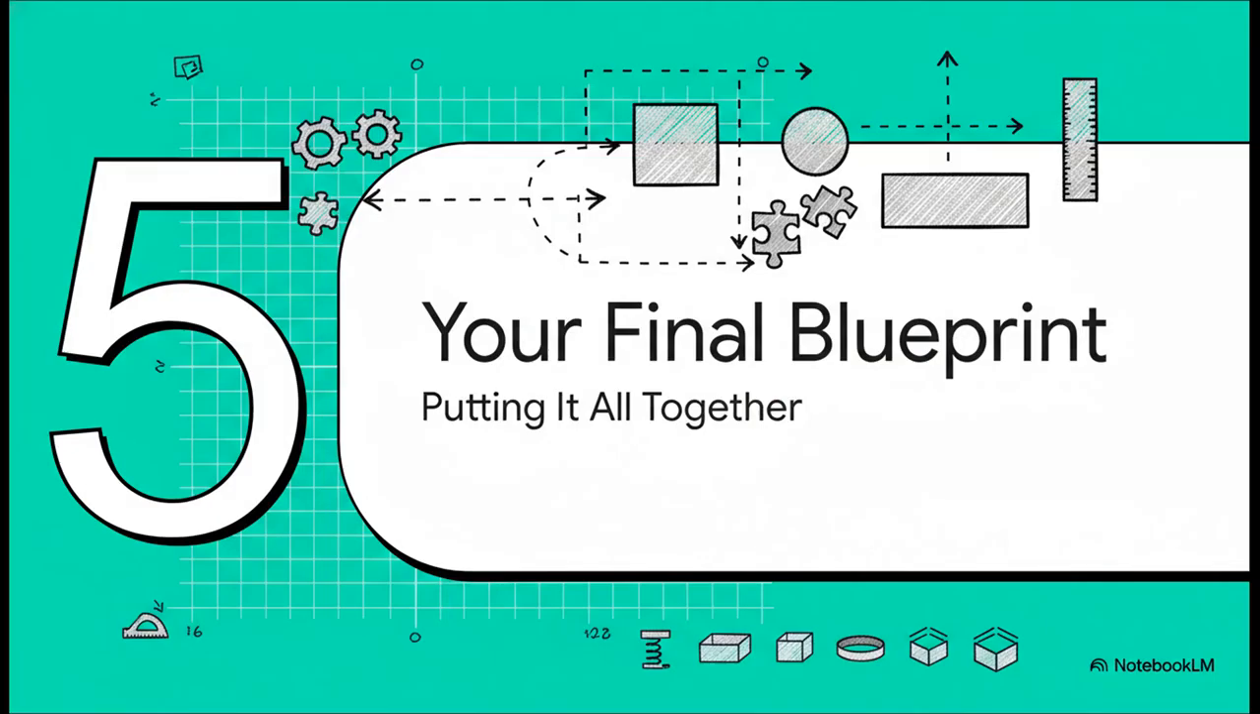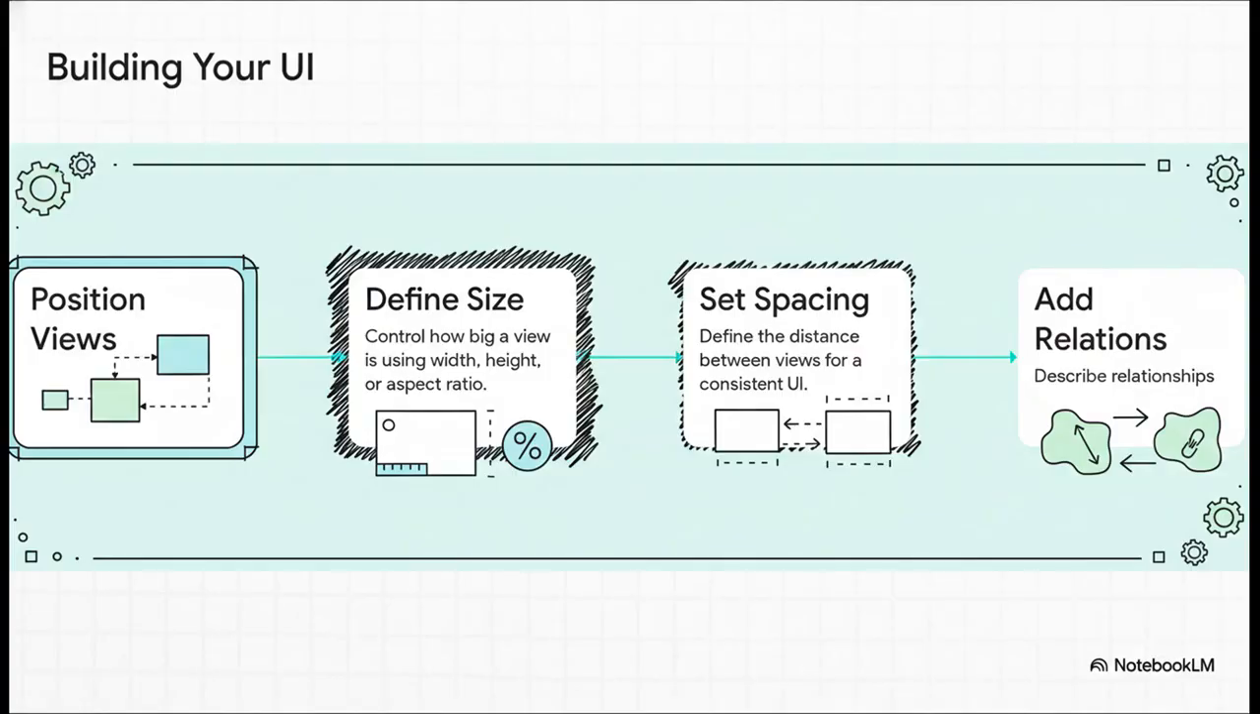So we've looked at all the individual tools for positioning, for sizing, for handling all that smart adaptive stuff. For this final section, let's assemble everything into a clear blueprint you can use to build basically any layout you can imagine. So here's the process, step by step. First, you anchor your views to lock down their position. Then, you define their size, either with fixed numbers or those powerful relative rules. Next, you set the spacing between everything to get that consistent look. And finally, you add those smart relationship rules to make sure your layout can handle whatever content you throw at it.